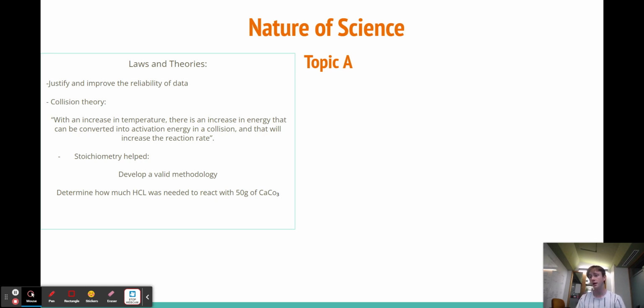The use of another theory, stoichiometry, helped develop a valid methodology that utilizes appropriate measures of the variables as it helped determine how much hydrochloric acid is needed to react with 50 grams of calcium carbonate.